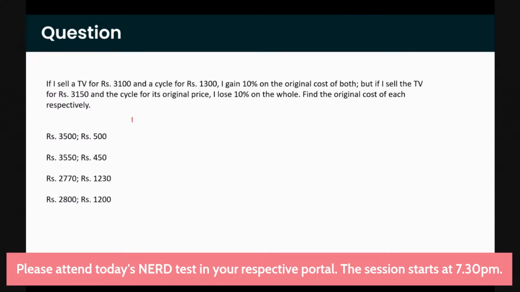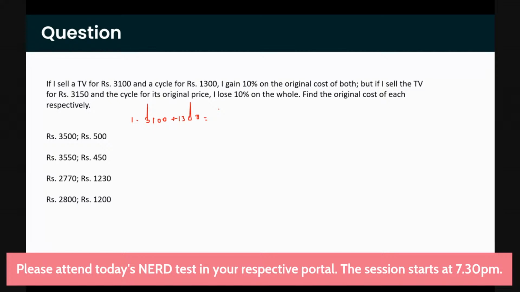As the first step, let's calculate the profit condition first. As they gave, we gain 10% on the original cost of both, right? So when the TV is sold for rupees 3,100 and the cycle for rupees 1,300, the gain on both is 10%. So we can write 3,100 plus 1,300, which is equal to 10% gain on both.